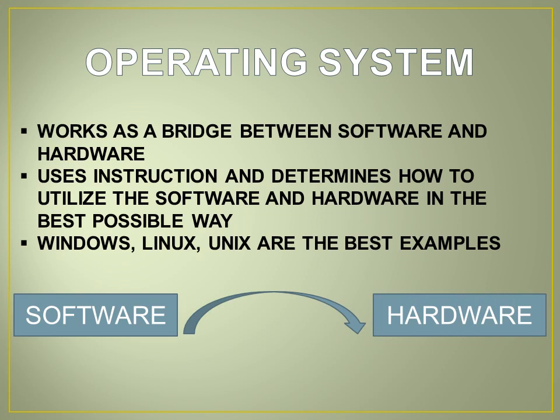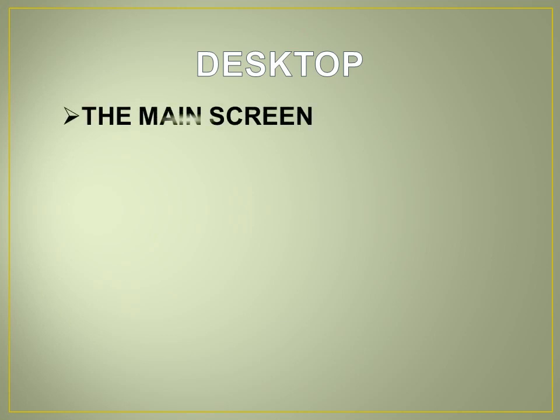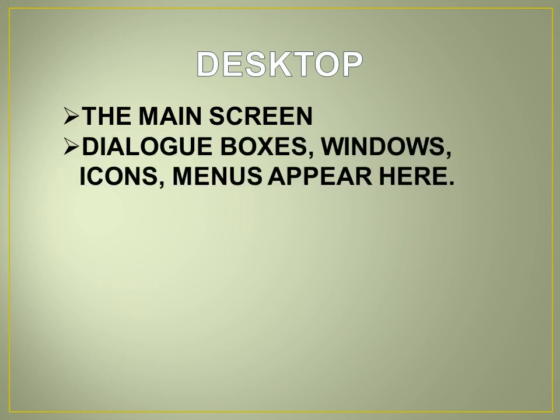And now we will move to the next topic, that is desktop. This name is also very familiar to all of you. So what is a desktop? Desktop is the main screen, right? It is the work area where we can get dialog boxes, windows, icons and menus. All of them appear on the desktop. Clear to all? So what we will remember, this is the main screen and dialog boxes, windows, icons, menus, all of them appear here.